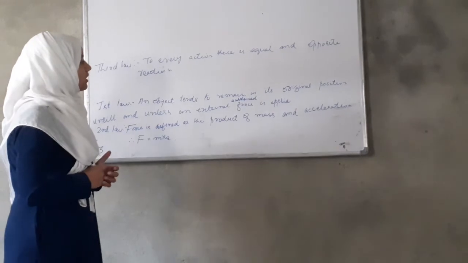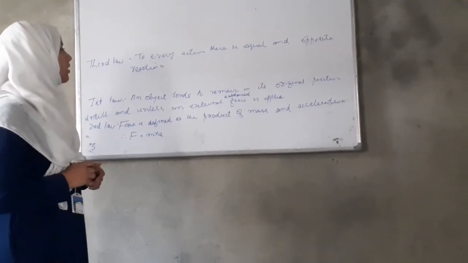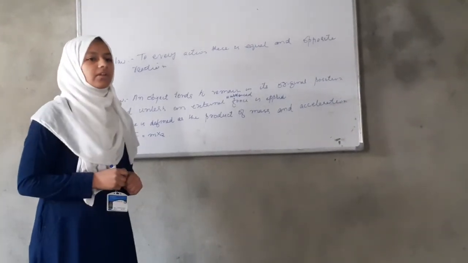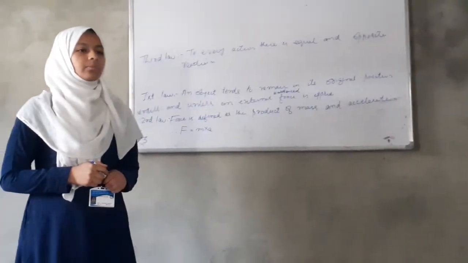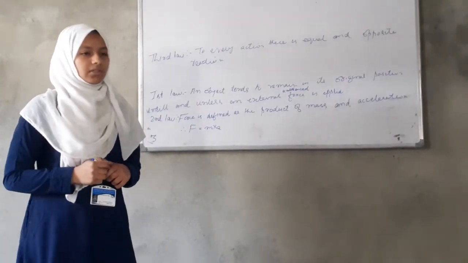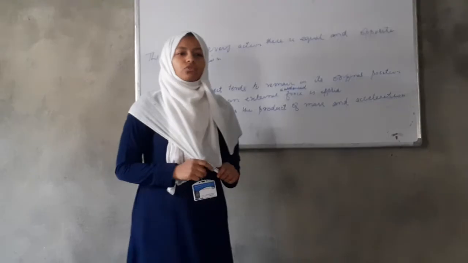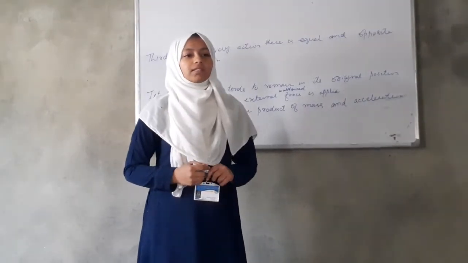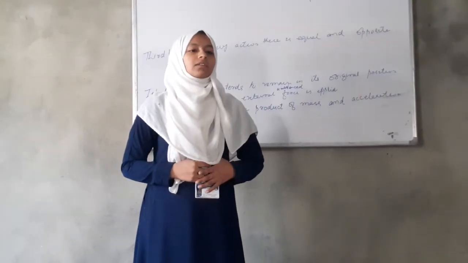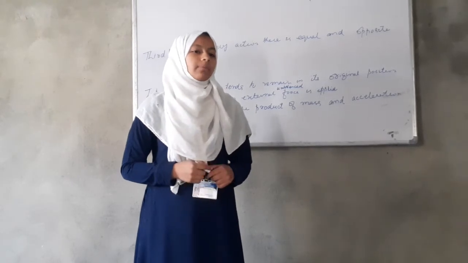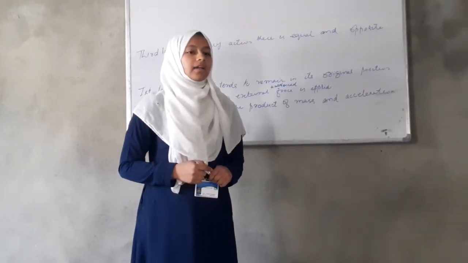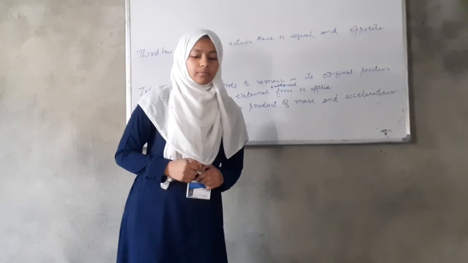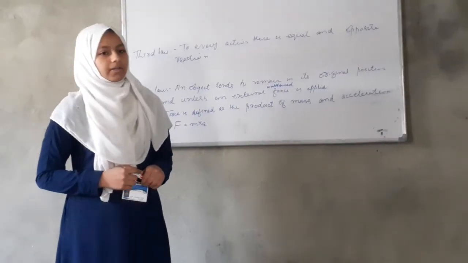To every action there is an equal and opposite reaction. What happens when two objects interact with each other? What happens when you place an object on the table? There are two forces that result from this interaction. The force applied by the object on the table, and second, the upward force applied by the table on the object.